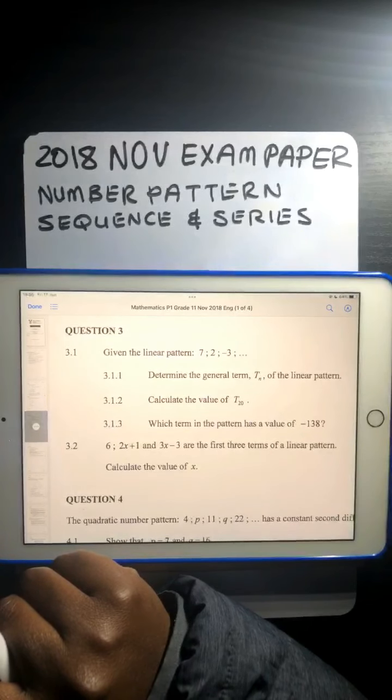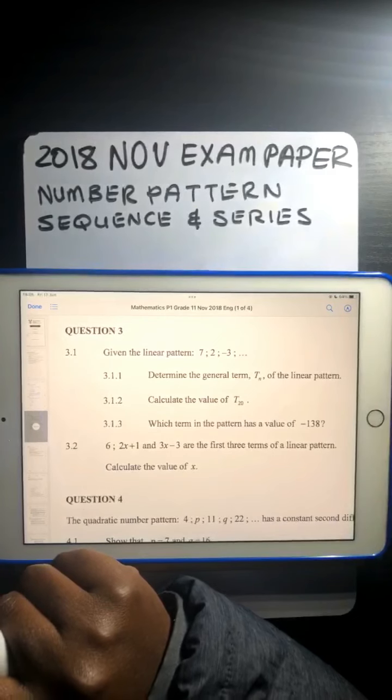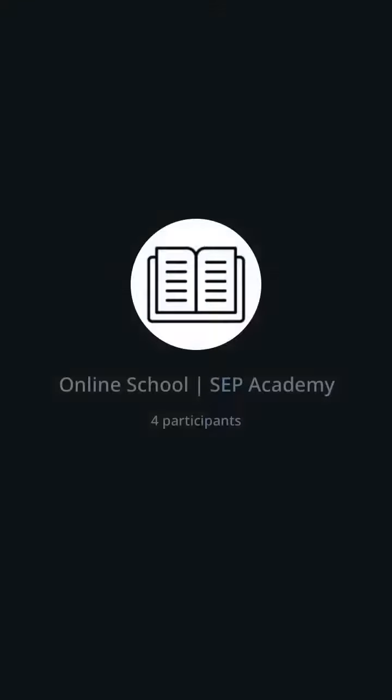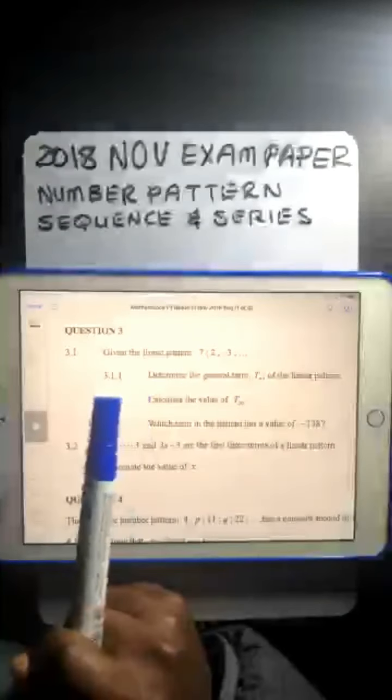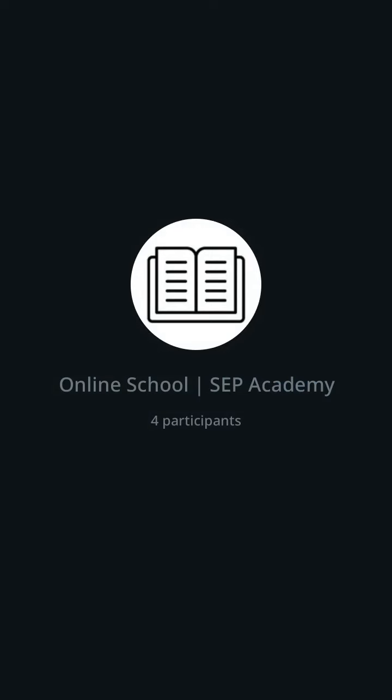So let's now have a look at our first question, which is 3.1.1. So this is what we're given. And most importantly, they said this type of number pattern is what we call a linear pattern. Now 3.1.1 says determine the general term Tn of the linear pattern. You see, it's just 2 marks, which means it's not that complicated.